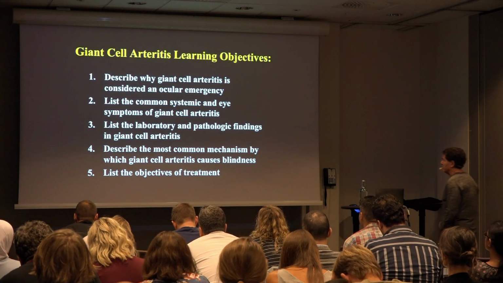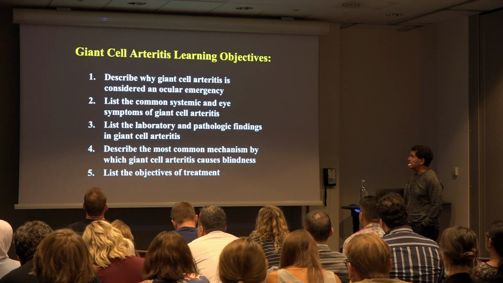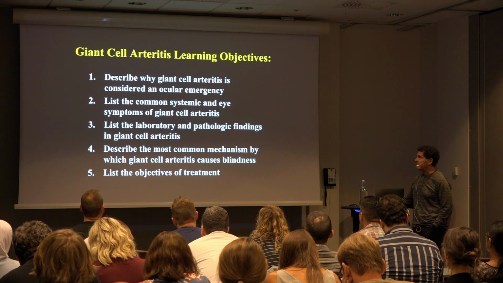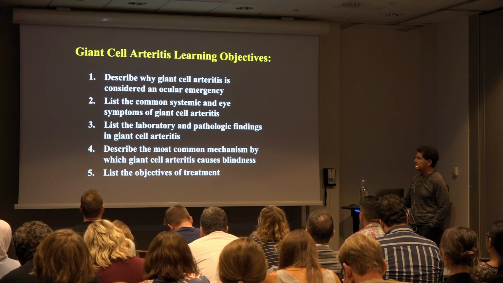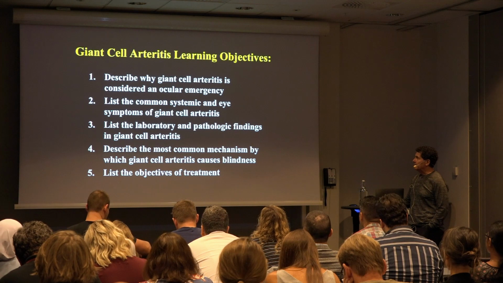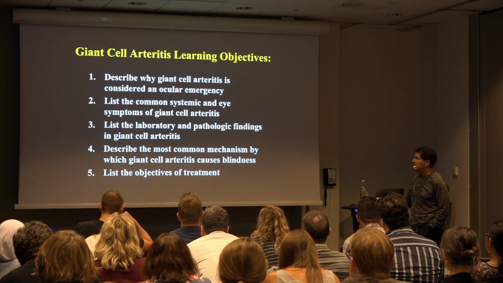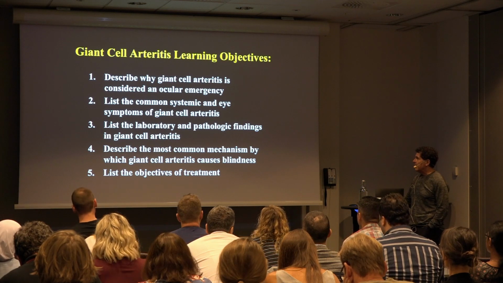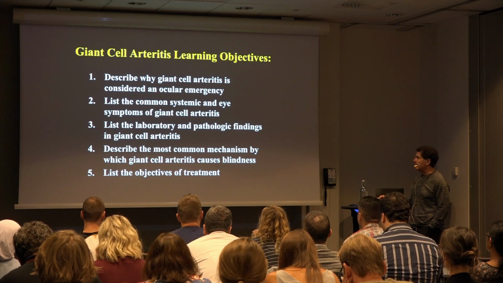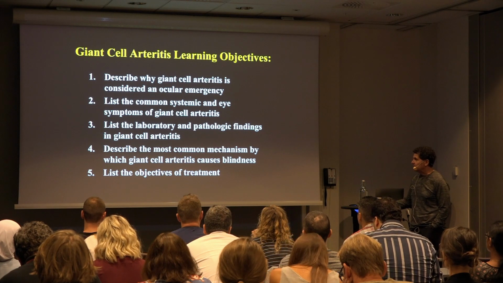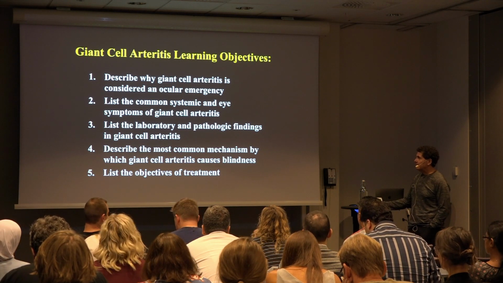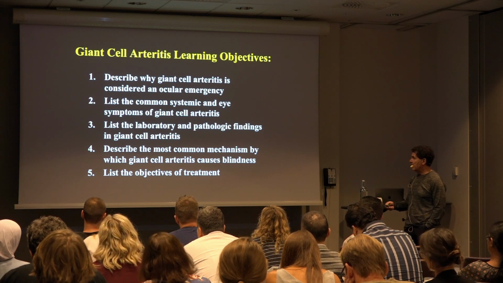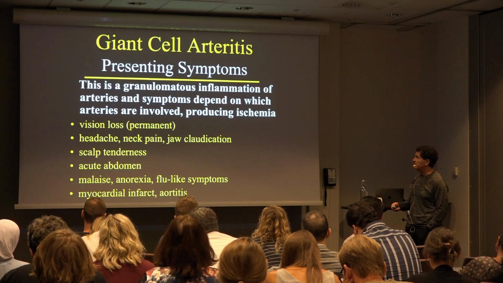The learning objectives for this are, first of all, we want to talk about why it's considered an ocular emergency. I want everybody to know what the common systemic and eye symptoms are. We want to talk about the laboratory and pathologic findings. I also want to focus on the most common mechanisms by which this disease causes visual problems. And then we want to look at the objectives of the treatment.